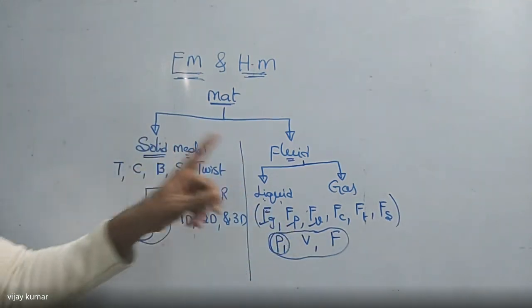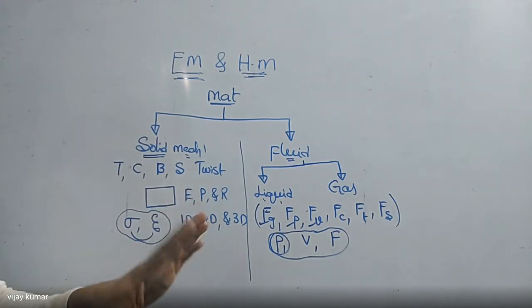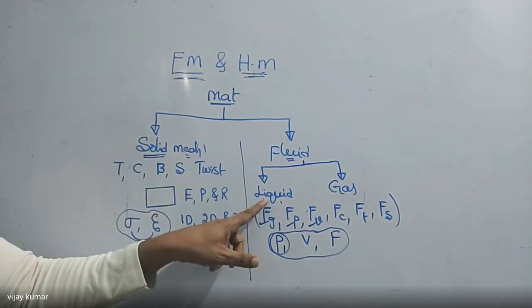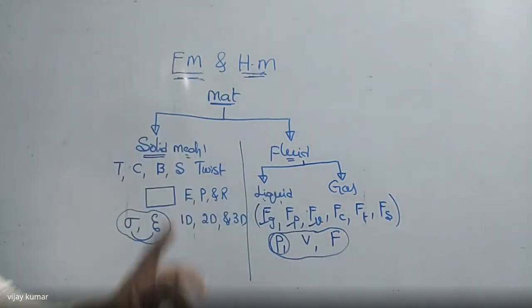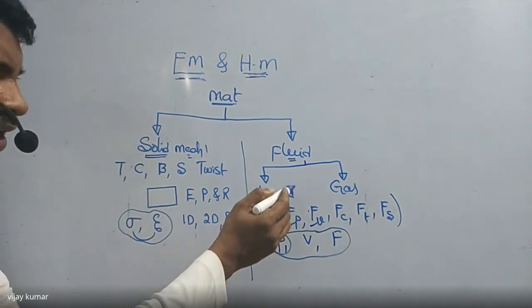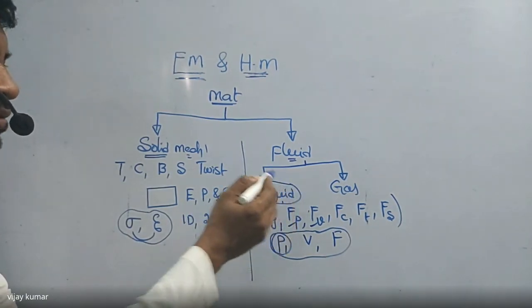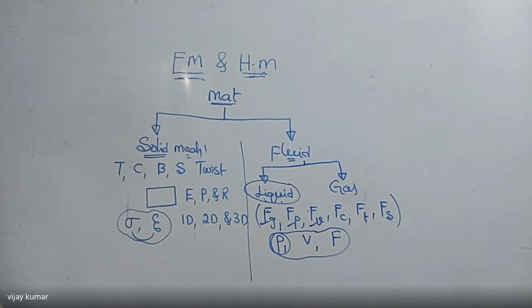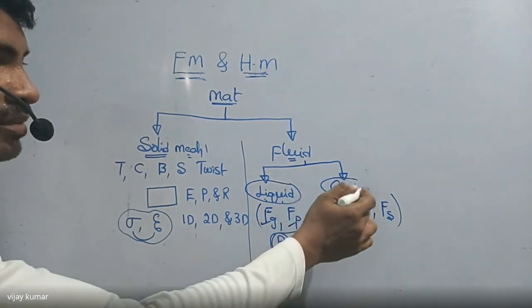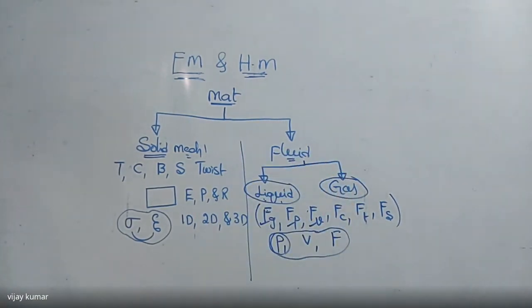In fluid mechanics, we are going to deal with two types of fluids. One is liquid and one is gas. I will explain it very clearly. A liquid is also named an incompressible fluid and a gas is also named a compressible fluid.